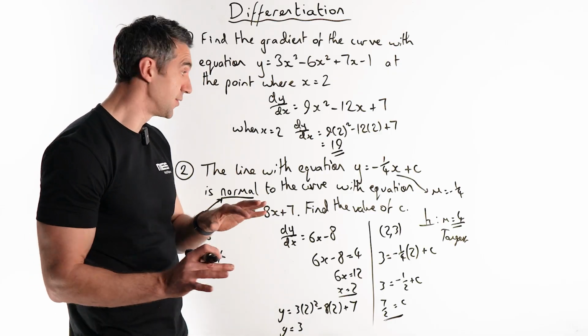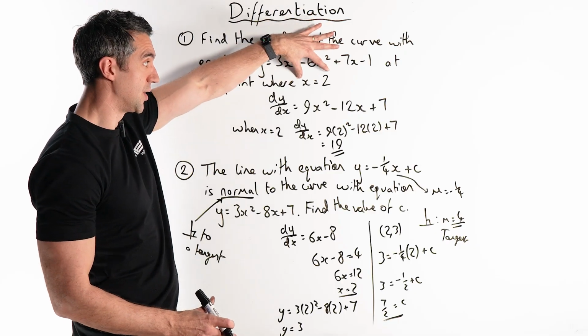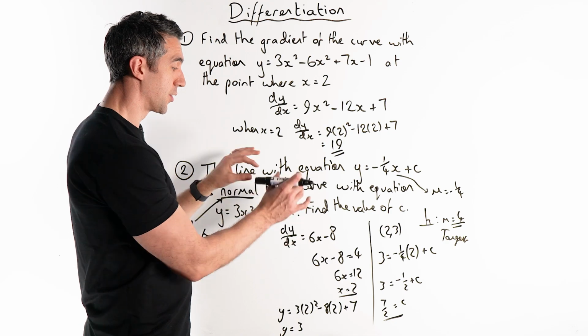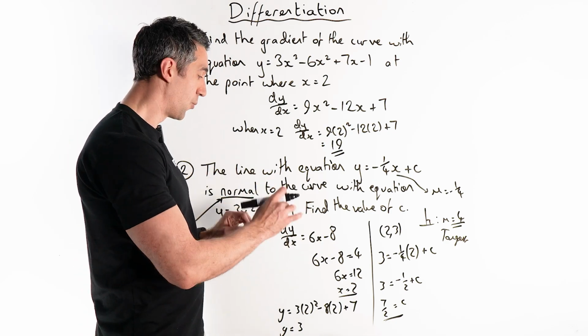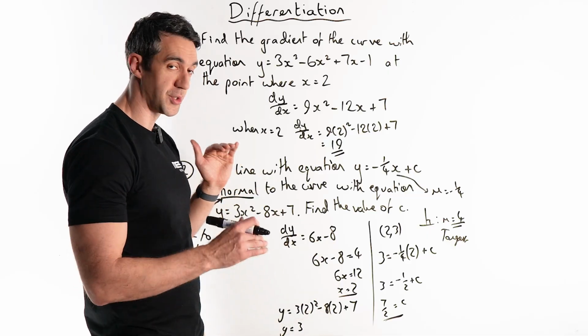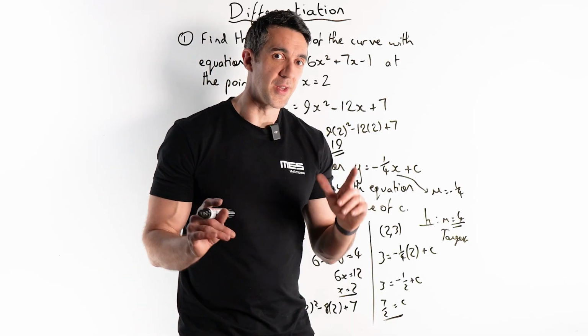So our big key difference there is we're either substituting a value we know in, so we knew the value of x, so we subbed it in to find a gradient, or we know the gradient that we want to have, and we equate it to find a value of x. Really, really important. Two different styles of question, both using differentiation. You've got to be clear that you know the difference.